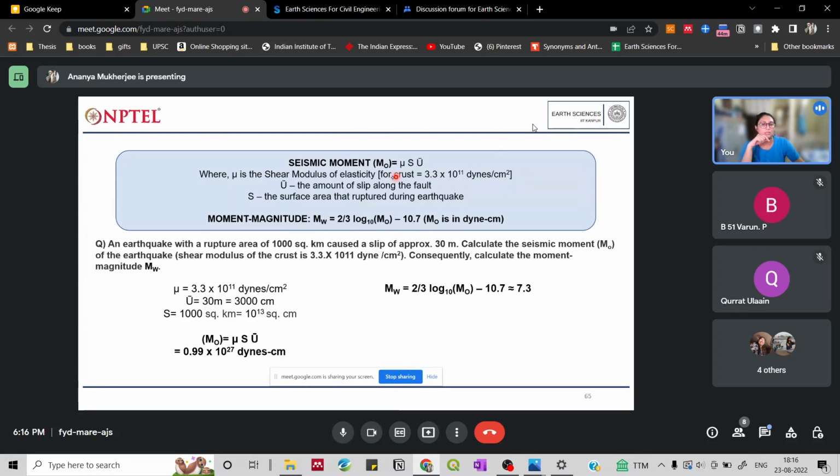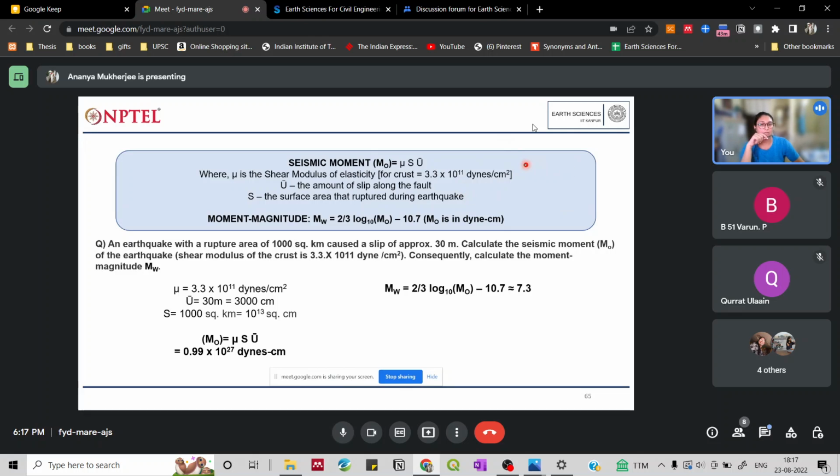For crust, there is a constant value, but it depends. If there is a particular rock that is present across a larger area, sometimes they use that also. So you have the shear modulus, then you have the surface area of the ruptured area during the earthquake, and then you have the amount of slip along the fault.